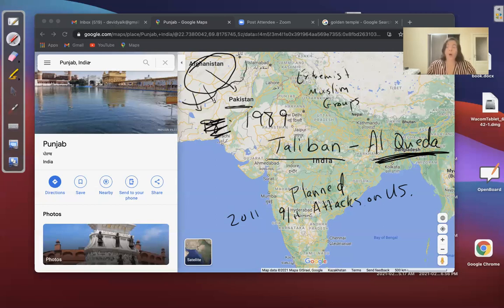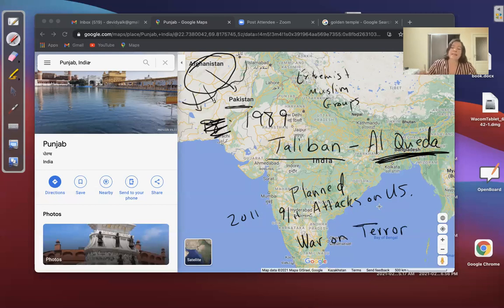Pakistan openly said, we do not support the Taliban anymore. We don't support Al-Qaeda. No, no, no. We're friends with the United States. Afghanistan is not our friend. So then the United States started their war on terror.